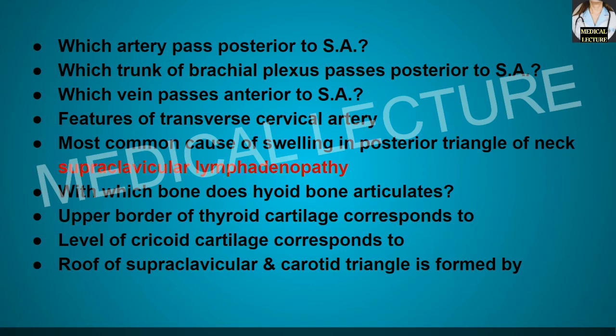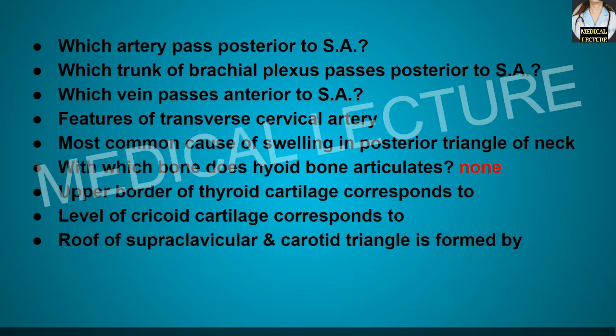With which bone does the hyoid bone articulate? None. The hyoid bone doesn't articulate with any other bone. The upper border of thyroid cartilage corresponds to the cervical 4th vertebra. The level of cricoid cartilage corresponds to the cervical 6th vertebra. The roof of the supraclavicular and carotid triangle is formed by the investing layer of deep cervical fascia.